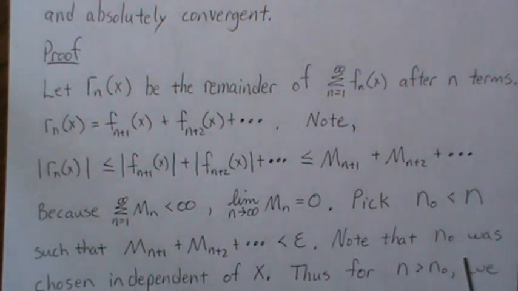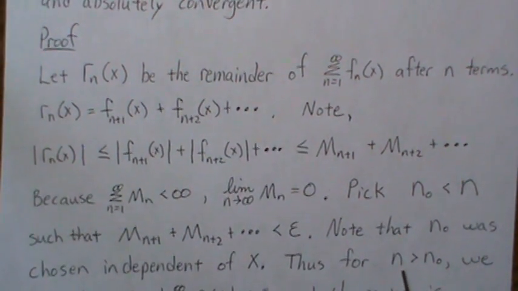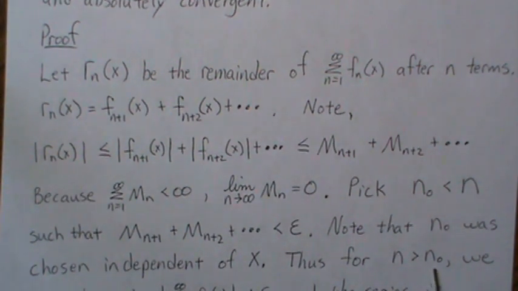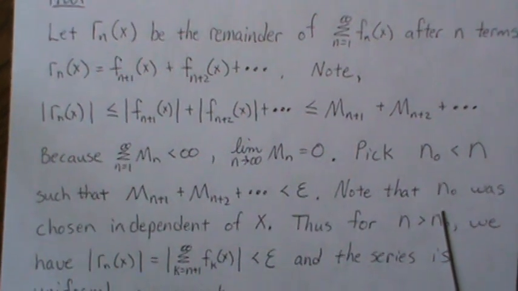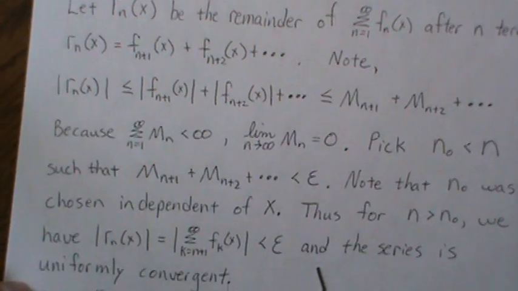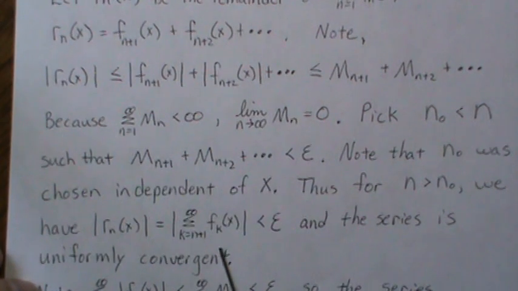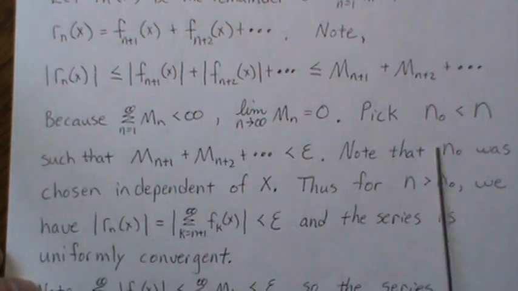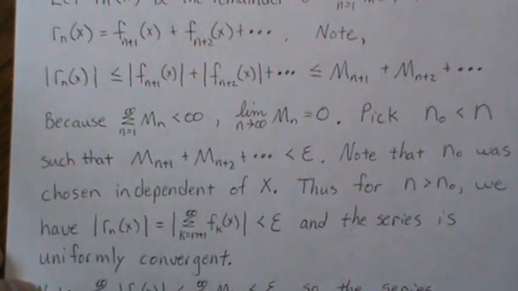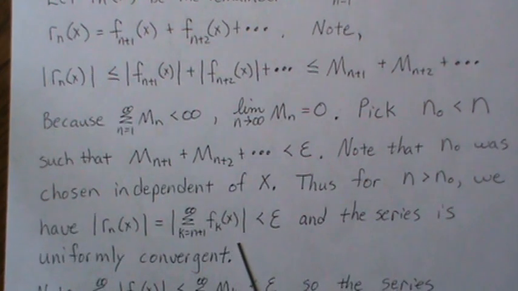And note that n naught was chosen independent of x. And thus, for all n greater than this chosen n naught, we have that the absolute value of the remainder is less than epsilon. And the series is uniformly convergent. This is the definition. Pick an n such that for all n's greater than that, this sum is less than epsilon. So it's uniformly convergent.